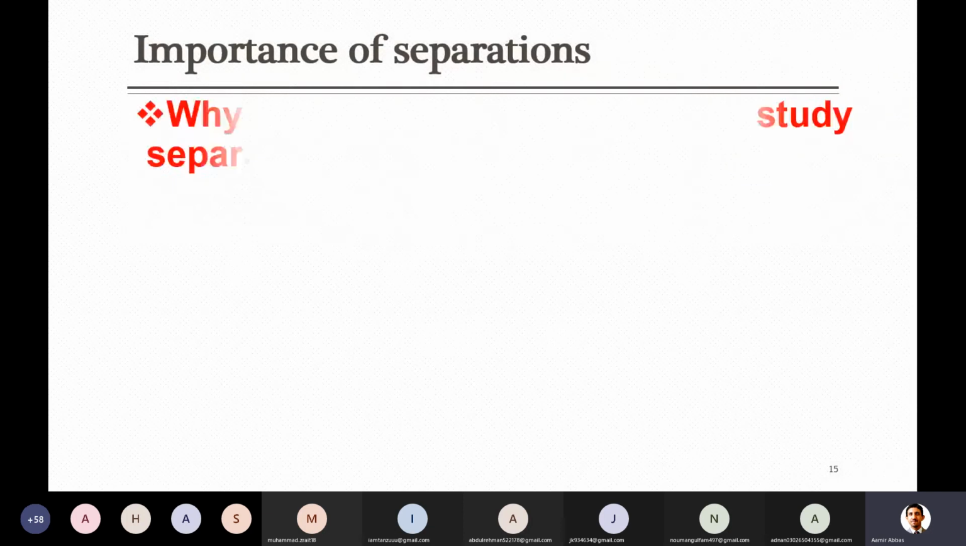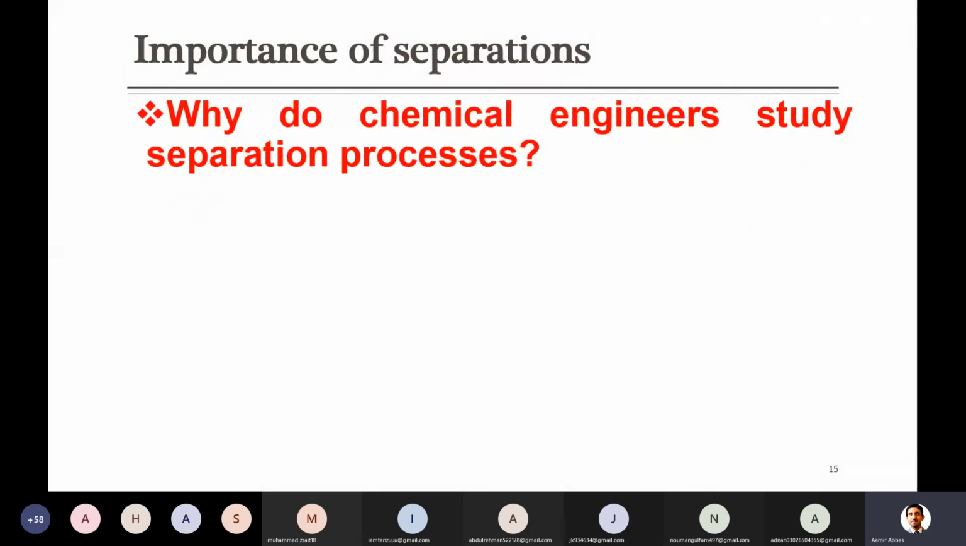Right, okay, let's start with the importance of separation. Why do chemical engineers study separation processes? Can any of you answer this? Yes, sir. It is a major part of unit operations. Every time we produce a product, it contains some kind of impurities, and as a chemical engineer, we have to make a pure product that can be sold in the market. Okay, good.